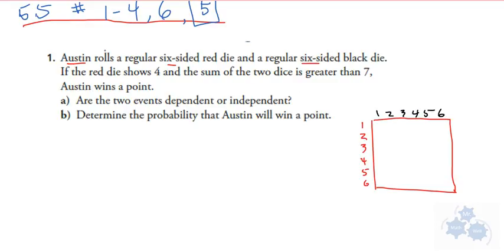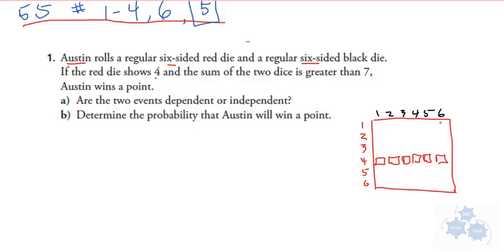Now, the question says that if the red die shows a 4, well, the red die is showing a 4 in all of these ones right here: 1, 2, 3, 4, 5, 6. Those are the rolls represented in this diagram where the red die shows a 4, and where the sum of the two dice is greater than 7.